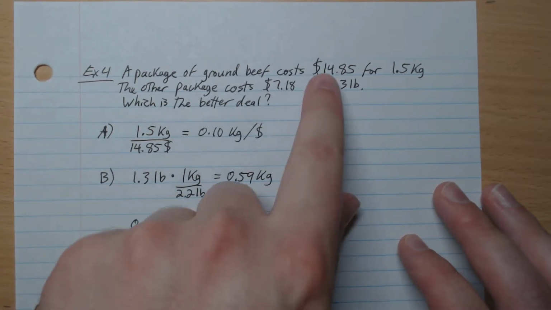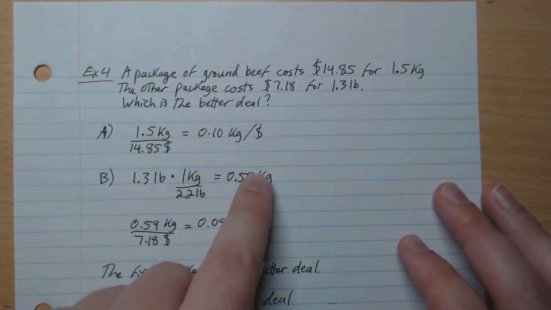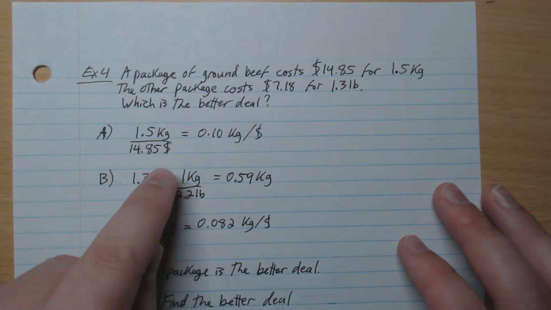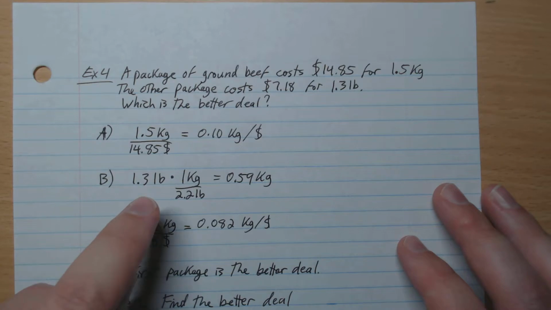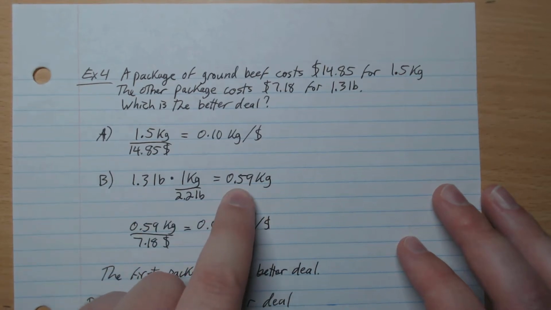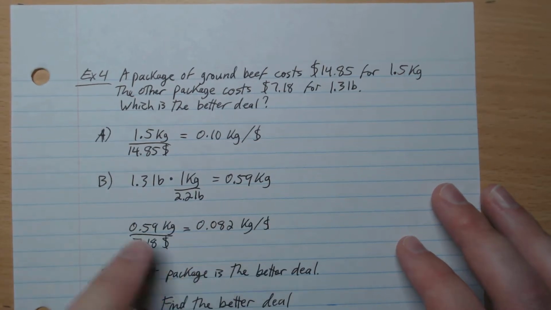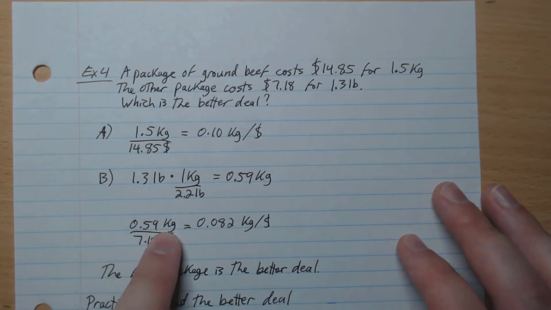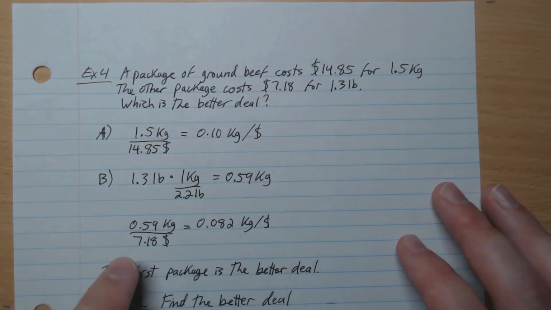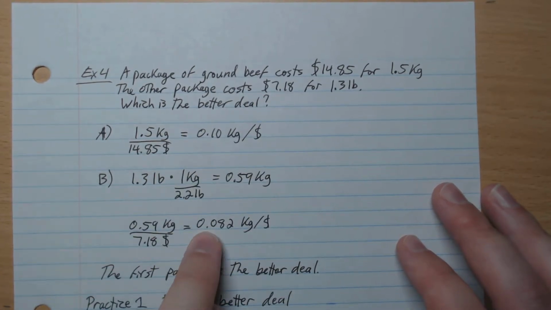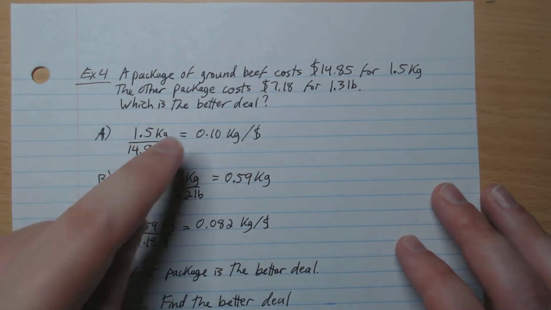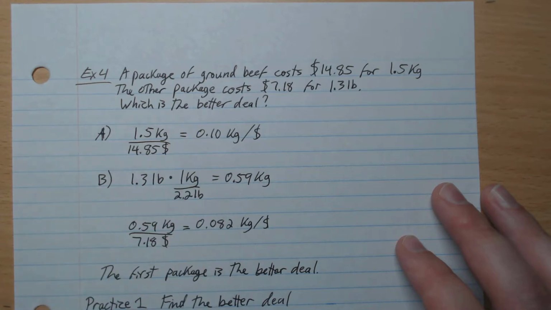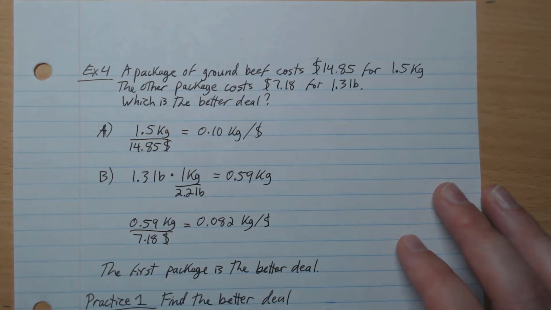The second one, B, we're going to convert pounds to kilograms. So we want pounds on the bottom, so 1 kilogram per 2.2 pounds. Pounds cancel out. 1.3 divided by 2.2 gives 0.59. And so now we're going to look at this new unit rate, 0.59 kilograms per $7.18, which gives 0.082 kilograms per dollar. And so package A is better because you get more kilograms for each dollar.